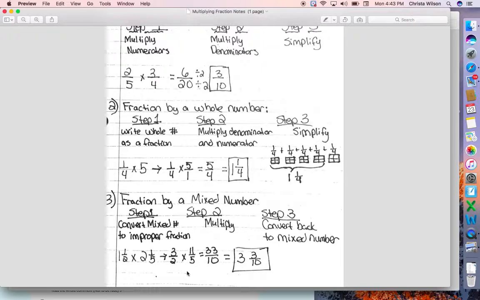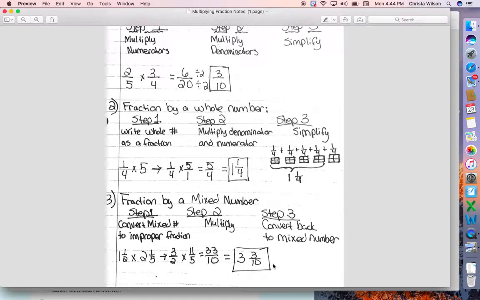So now we just simply multiply straight across. Numerator to numerator, denominator to denominator. So 3 times 11 is 33. 2 times 5 is 10. And then we put it back in its mixed form because we're still improper right here, we're top heavy. So then we put it back in its mixed form, which is 3 3/10.